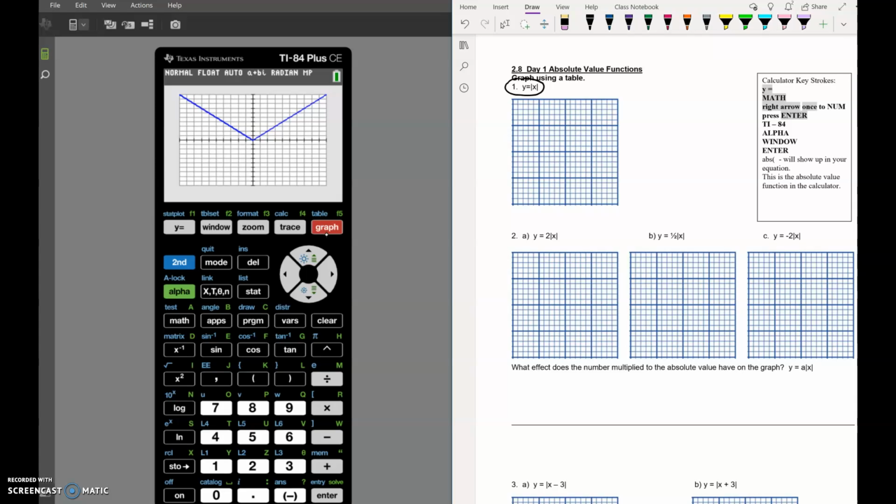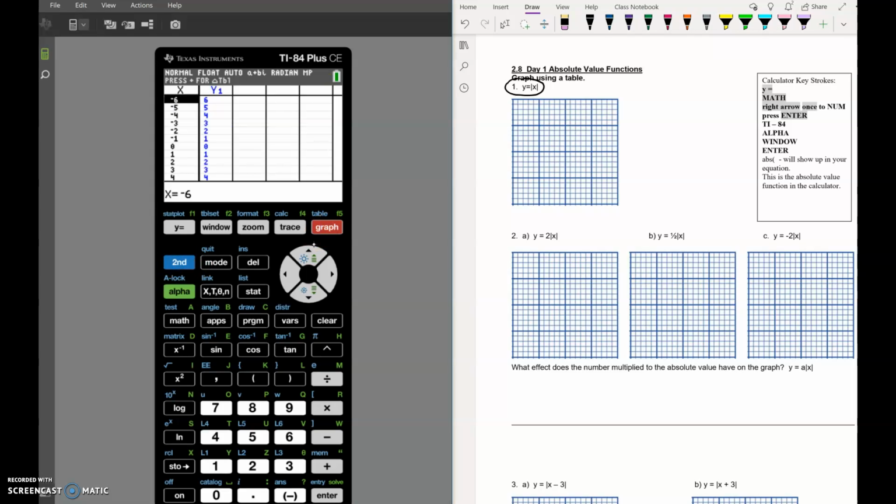Right above the graph button, what does it say? Table. Push second graph button, and it pulls up a table. This is a table of points. You can now use this to plot points on your graph. Now, right now, mine shows the points from -6, 6, all the way to 4, 4.